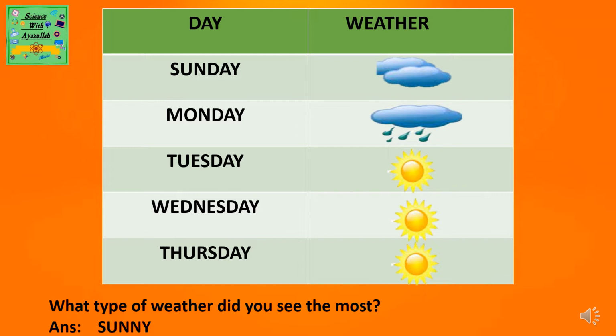There is a table given and the table has two columns. The first column is day and the second column has the weather. Day Sunday. On Sunday the weather was cloudy. On Monday it was rainy. Tuesday it was sunny. Wednesday it was sunny and Thursday also it was sunny.